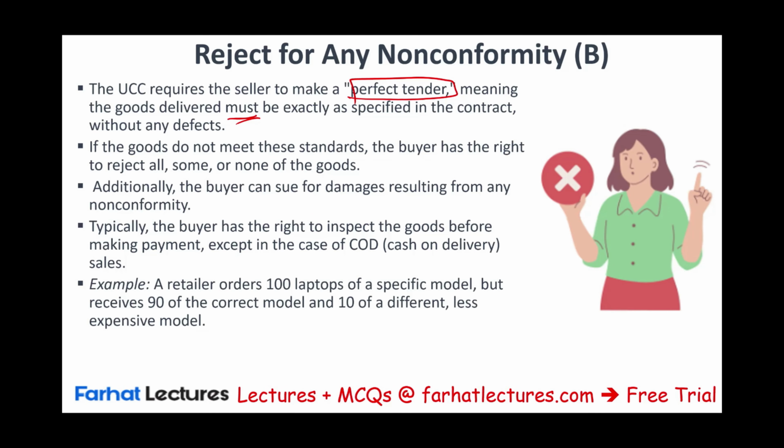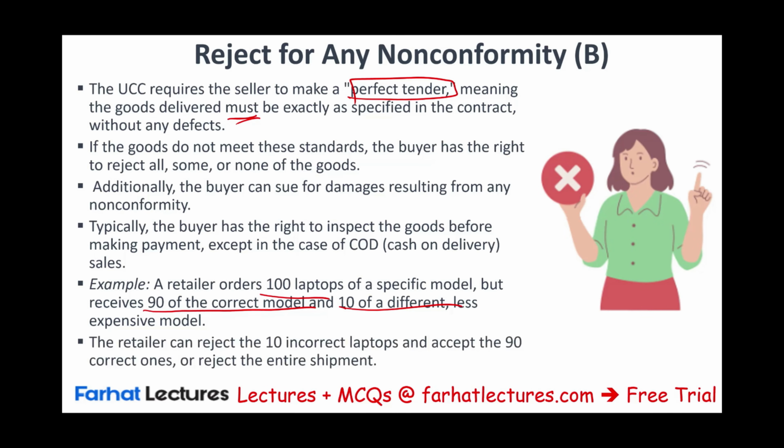For example, a retailer orders 100 laptops of a specified model but receives 90 of the correct model and 10 of different, less expensive ones. Well, the retailer can reject the incorrect laptops and accept the 90 correct ones, or reject the entire shipment, because it's non-conformity. They can do whatever they want to. They have a few options here.